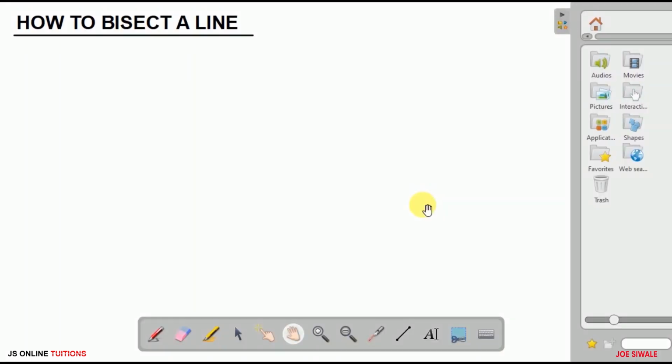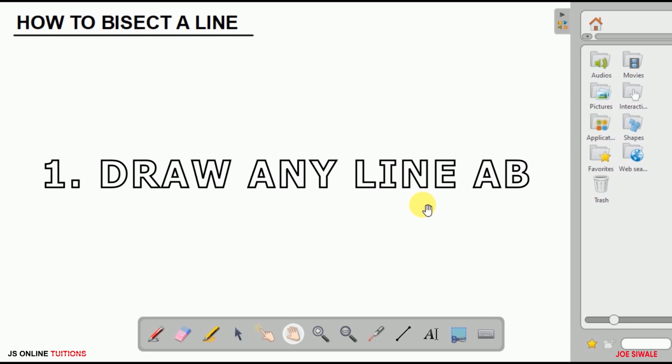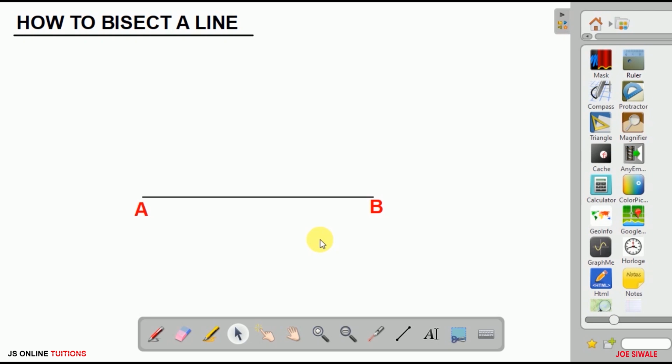So the first thing that we're going to look at is how to bisect a line. And we're going to look at the 5 processes that are going to help us to bisect a line. So the first step is to draw any line AB. So let us do that. So we have drawn our line AB. That's the first step. Then let us look at the second step.